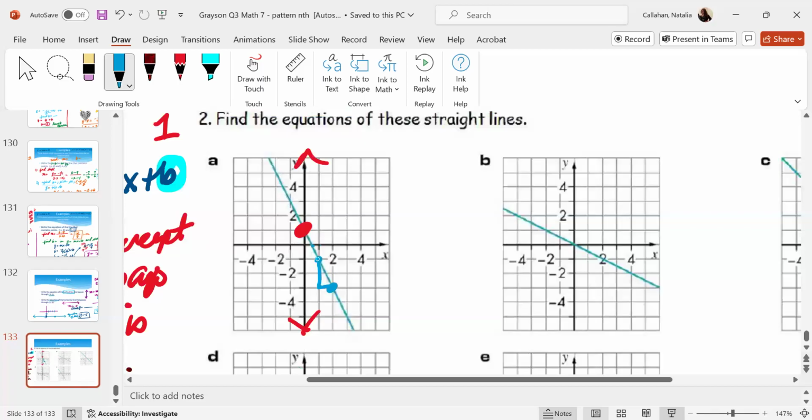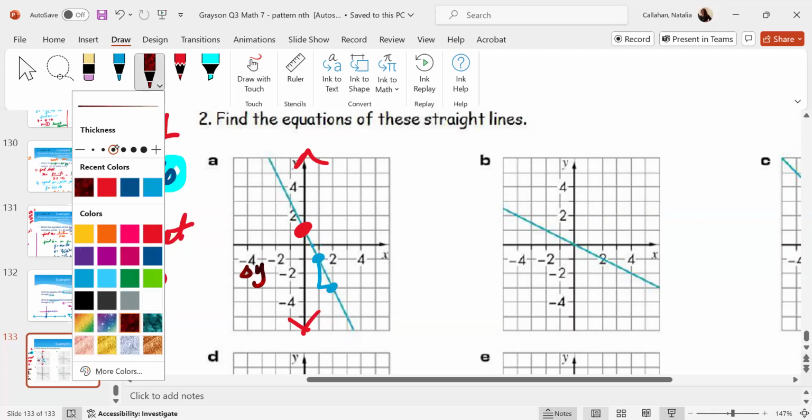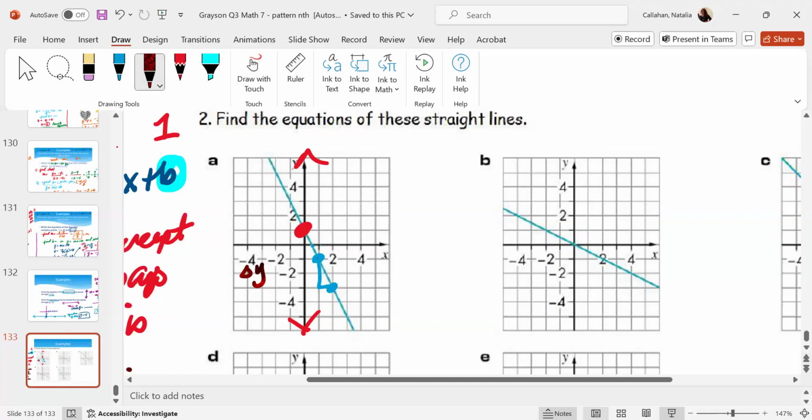So what is the change in y and what is the change in x? No, we're not talking about negatives. We know it's already a negative slope. Change in y from this point to this point. How many steps is it from this point to this point on the y-axis? 2. From here to here, correct? Yeah. Change in y is 2.